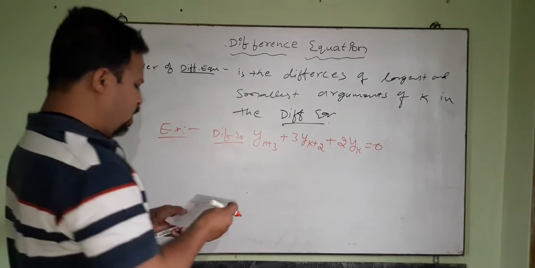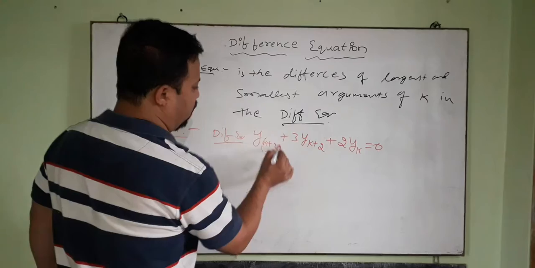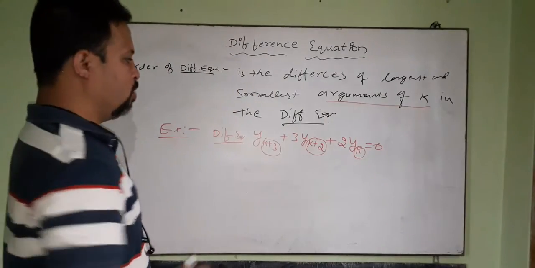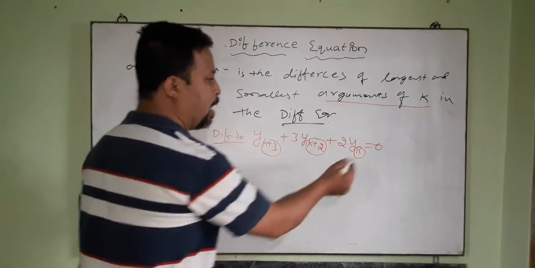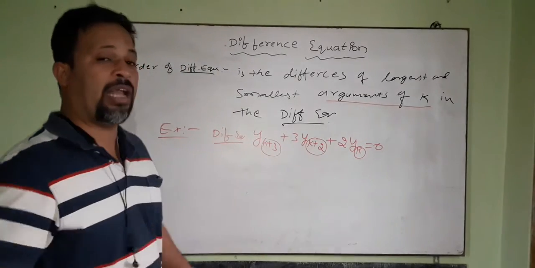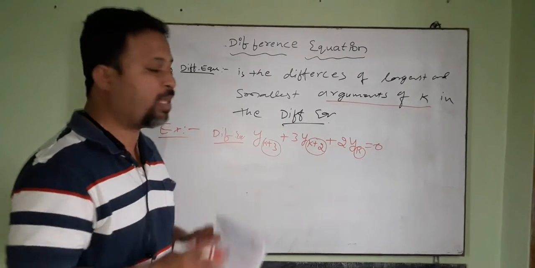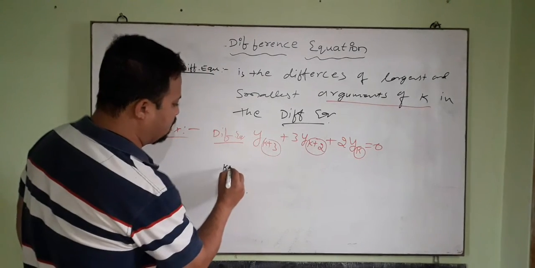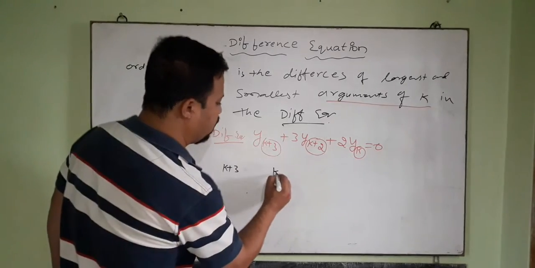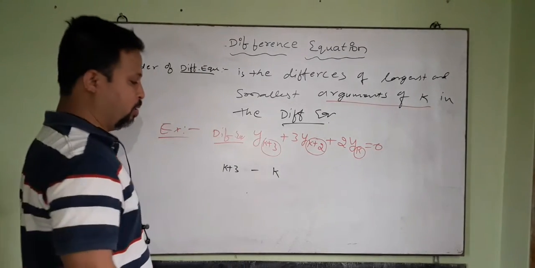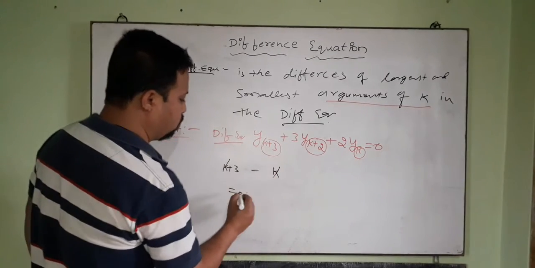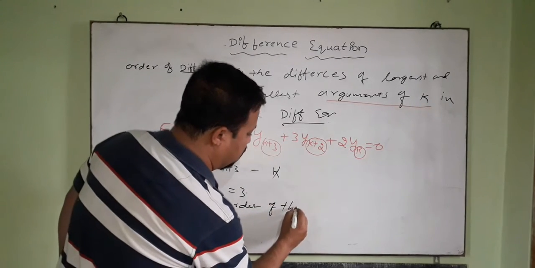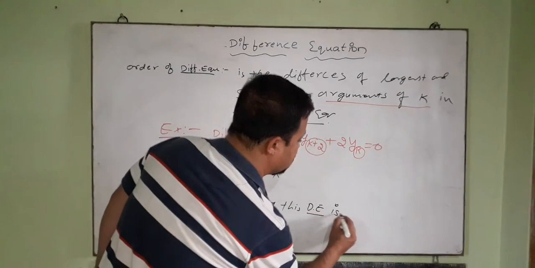Here, look at the arguments of y, that is the arguments of k. Here k plus 3 is there, k plus 2 is there, and k is there. We have to take the largest and smallest arguments, and make the difference of them. The largest argument is k plus 3 and the smallest argument is k. If you take the difference, it will be 3. So the order of this difference equation is 3.